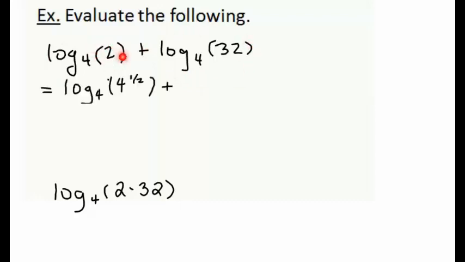Now, I know that 2 is the square root of 4, so I can rewrite 2 as 4 to the power of 1/2. And that's going to let me solve for this left-sided log. I know then that this is going to be 1/2. So what we really have to do next is figure out how we can express 32 using a base of 4.